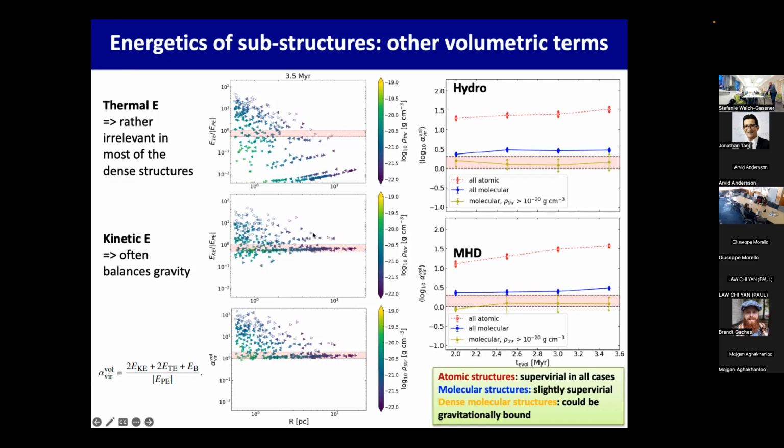So then this is again showing you a time evolution just to convince you that really the atomic structures are never virialized. And for the molecular structures, you can argue about it, but the dense molecular structures, they become virialized. And this is the same for hydro and MHD. As we expect here, the magnetic field is not so important anymore.